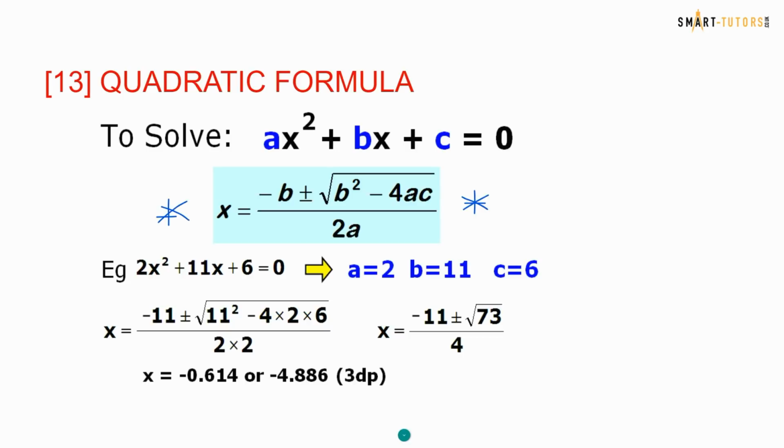Minus b plus or minus the square root of b squared minus 4ac, all divided by 2a. In case you are substituting anything, if any number inside the square root is negative, you have to check your working, you have made some mistake. The square root of a negative number is not possible. It's an imaginary number.